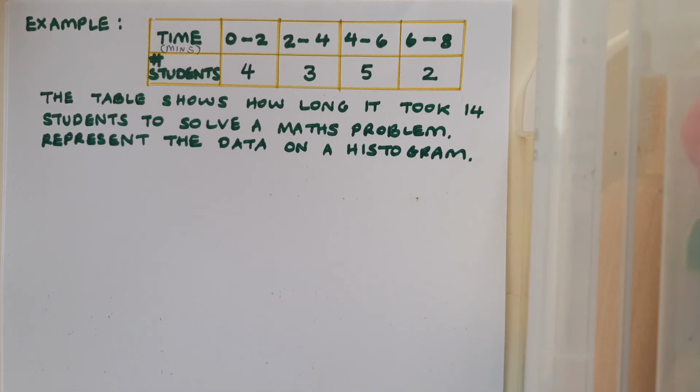Now, first of all, let's just have a think about why it's a histogram specifically they're asking us to use. Remember what we said at the start of the video. We use a histogram to represent what kind of data? We use histograms to represent continuous numerical data. Continuous data is data you can measure, and the time was measured in each case here.